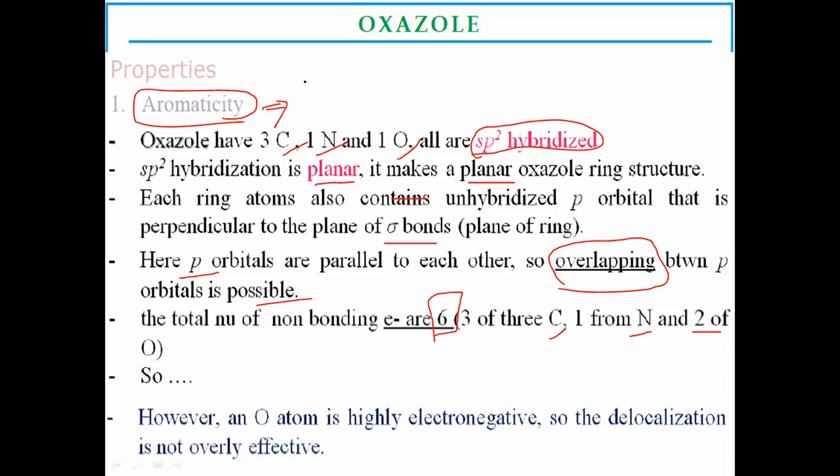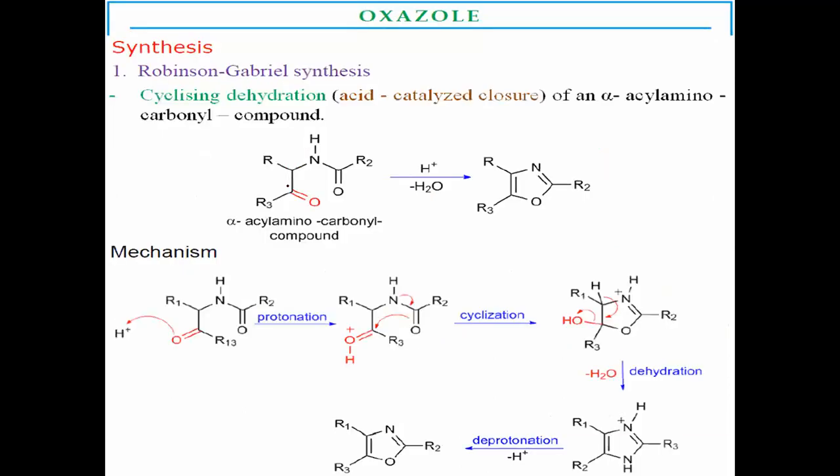That is cyclic in nature, alternate single bonds and double bonds, and delocalization of the non-bonding electrons. Here the oxygen's unshared electrons are involved in the delocalization. But the delocalization is not that favorable due to the higher electronegativity of oxygen than nitrogen. Now we have to move on to the preparations, or how you will synthesize the oxazoles.